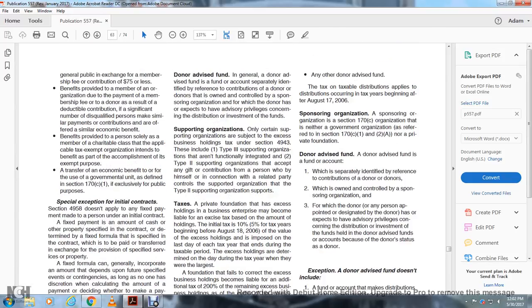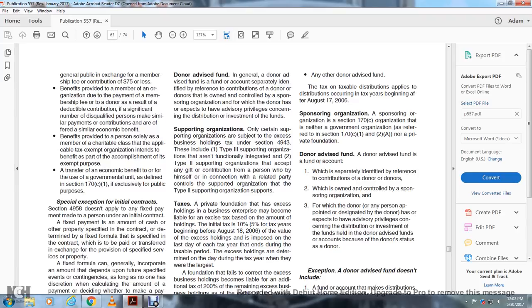Donor advised funds. In general, a donor advised fund is a fund or account that is separately identified by reference to the contributions of the donor, owned and controlled by a sponsoring organization, and for which the donor or the donor's designees have advisory privileges concerning the distribution and investment of the funds.